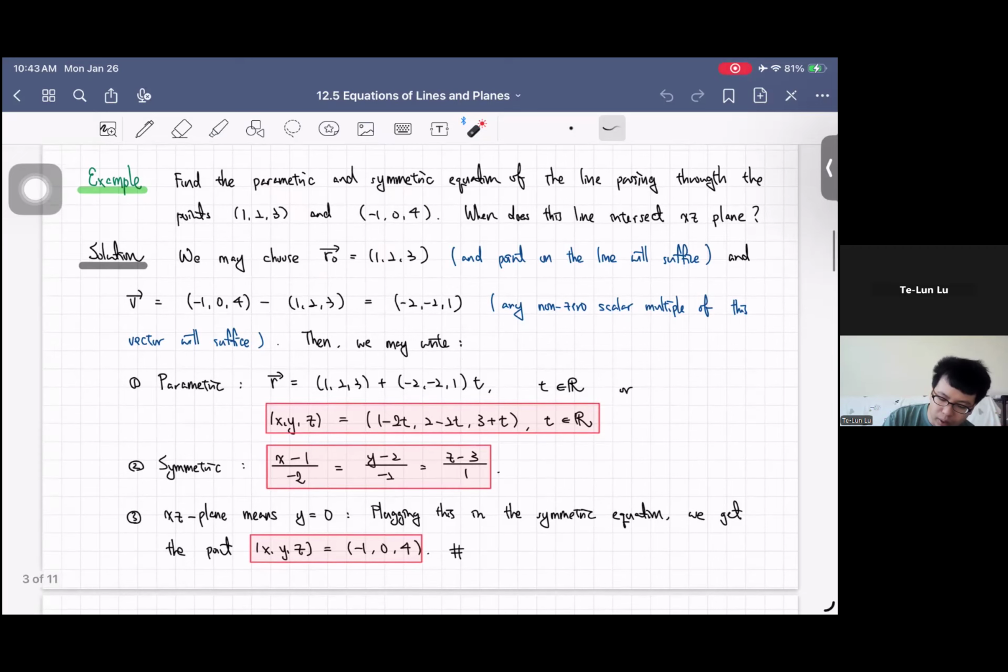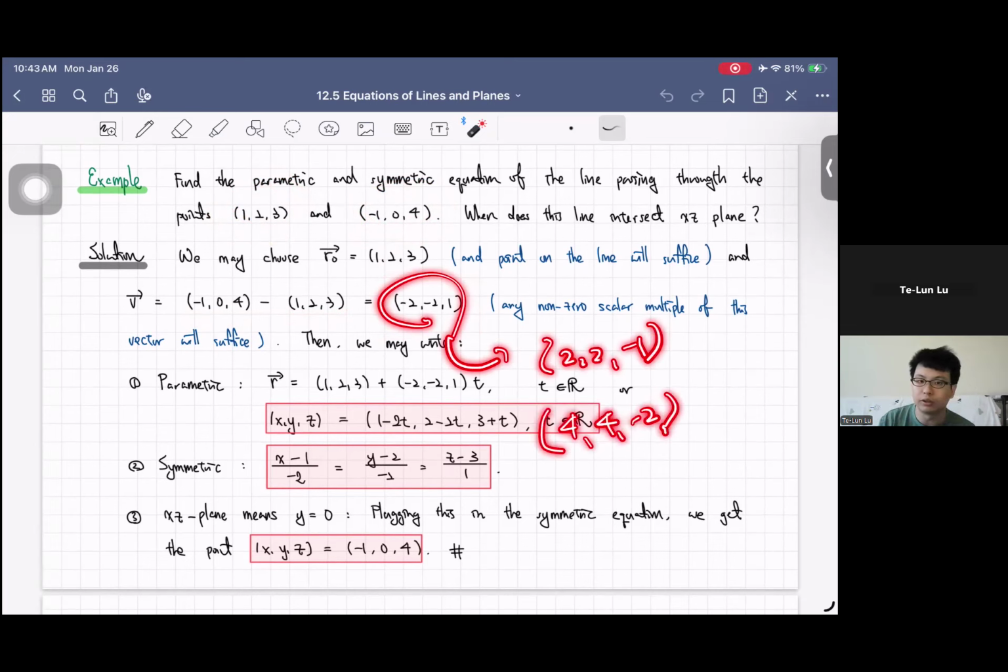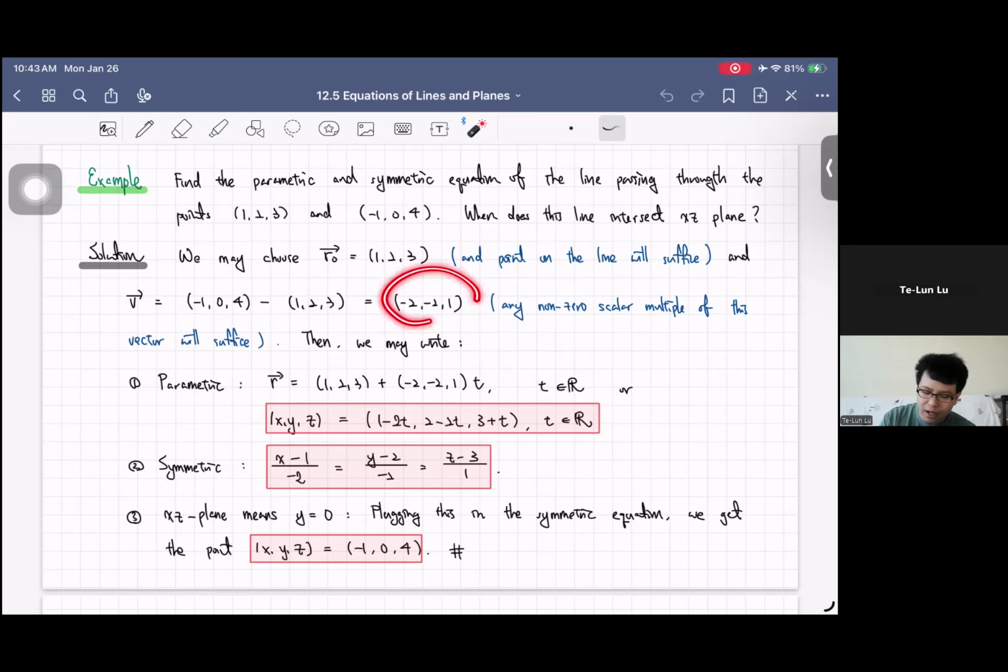So say we choose this subtract by this: you get -1, 0, 4 minus 1, 2, 3. That is -2, -2, and 1. Okay. So as I mentioned, you can choose either 2, 2, -1, or 4, 4, -2, and so on and so forth. Those will all give you the same equation, so it is very flexible. Now we have our direction, we have our point, so you can just plug into the formula, right? In terms of the parametric equation, you have the point 1, 2, 3 plus the directional vector together with a scalar multiple, and t is for every possible real number.